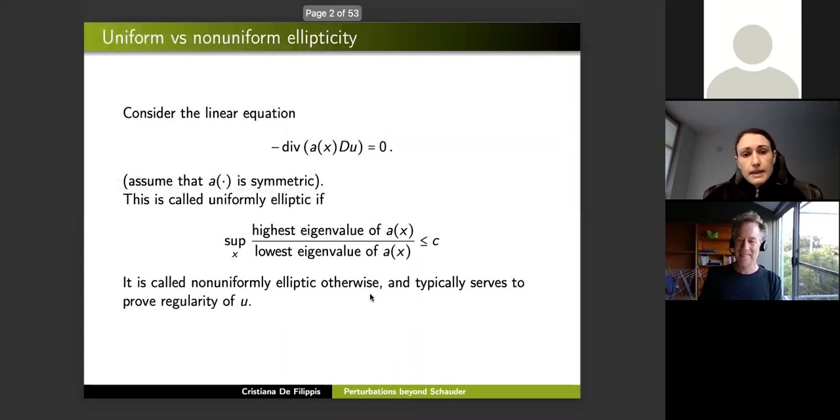Okay, let me start from the very basics and have a look at a linear equation, which is minus divergence of A(x) Du equals 0, and assume that A is symmetric. Now, what is uniform ellipticity? Well, I can say that this equation is uniformly elliptic if the supremum of the ratio of the highest eigenvalue of A over the lowest eigenvalue of A is uniformly bounded. Otherwise, this is said to be non-uniformly elliptic.